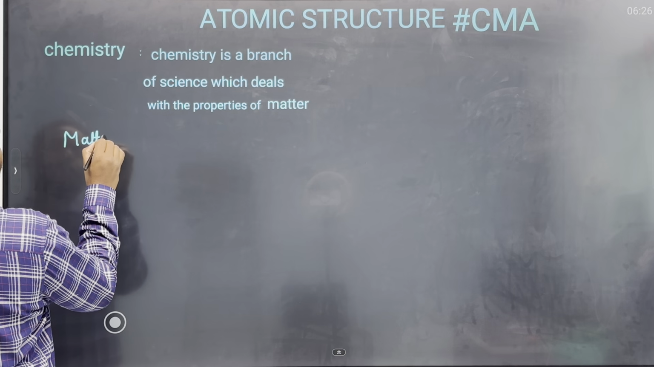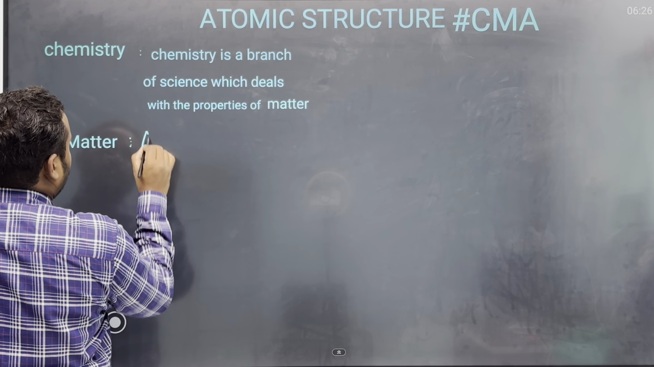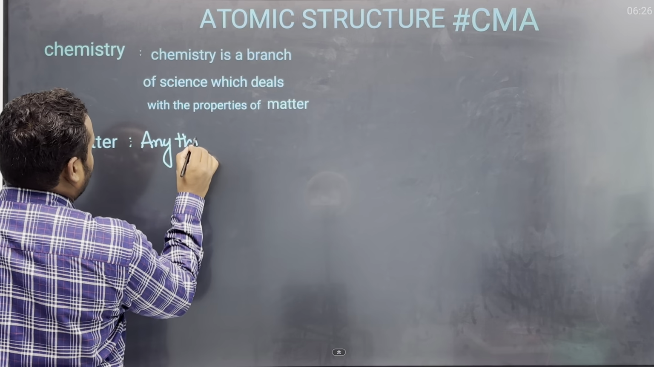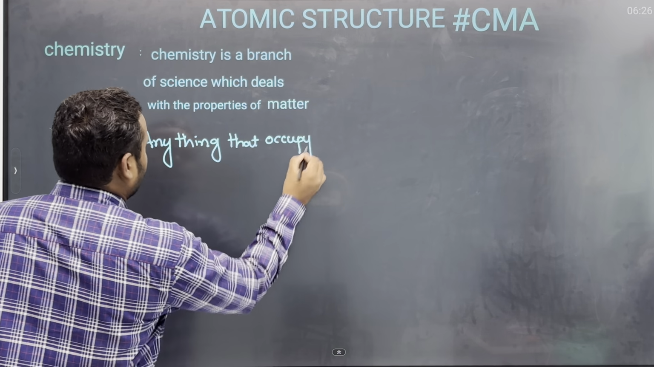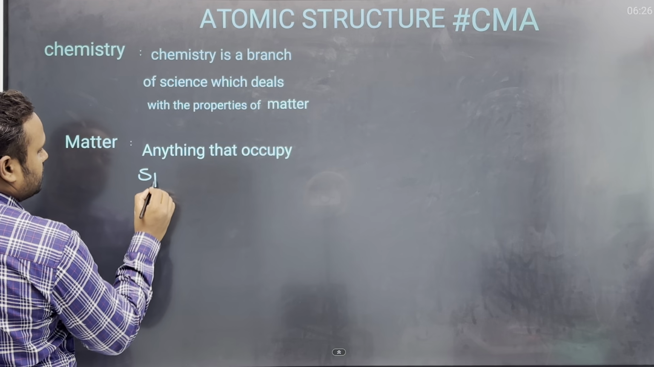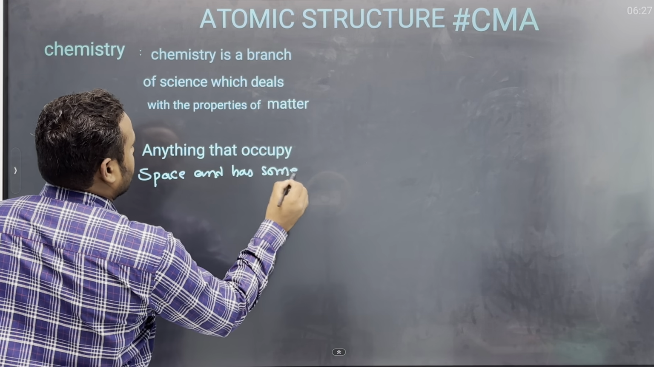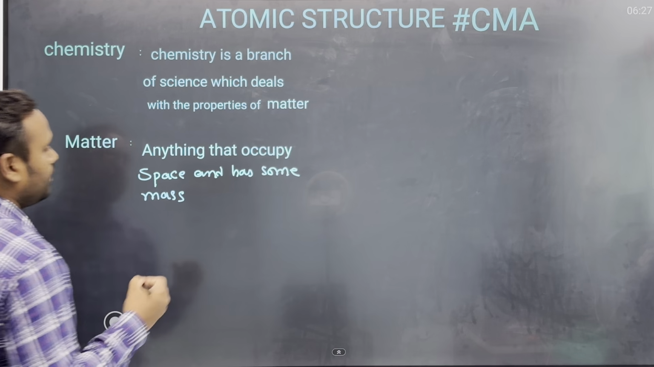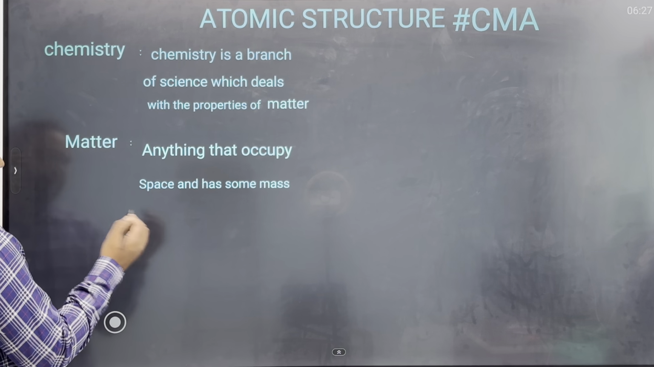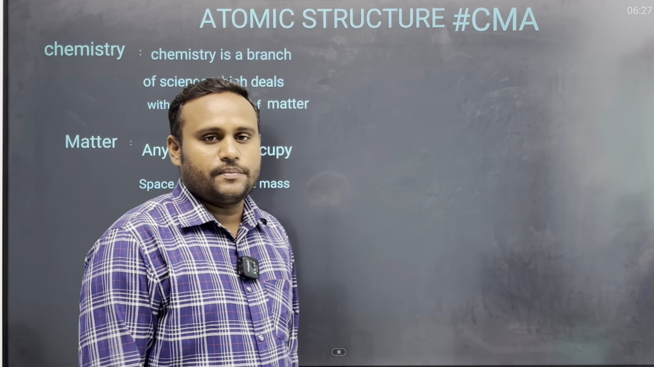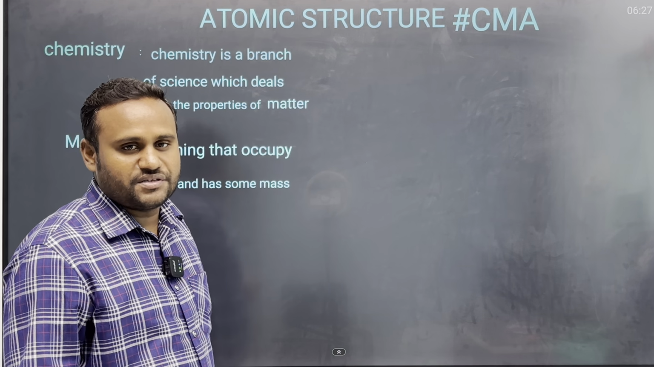What is matter? Matter means anything that occupies space and has some mass. Anything that occupies space and has some mass, that is called what? Matter. So for example, pencil is matter, chalk piece is matter, because why? They have some mass and they occupy some space.